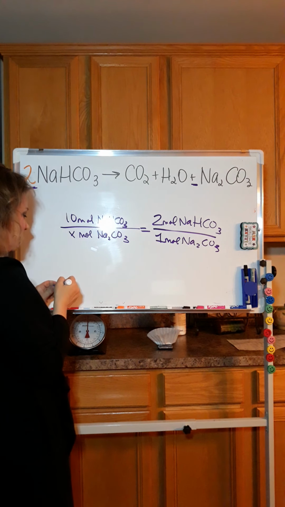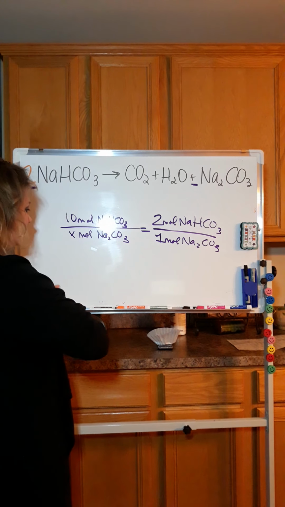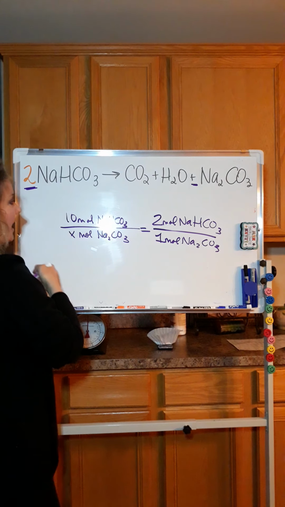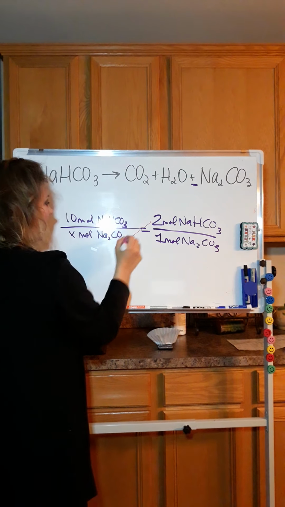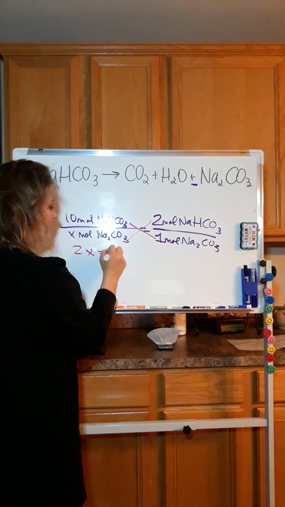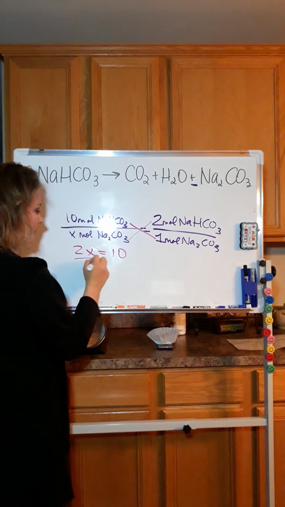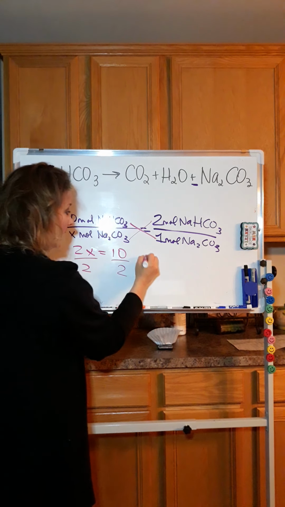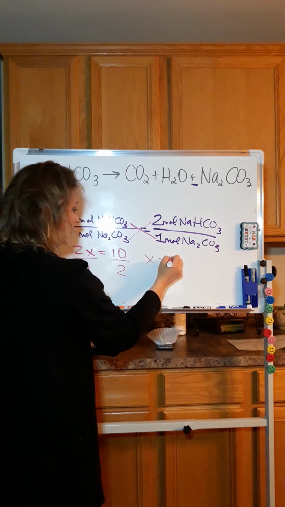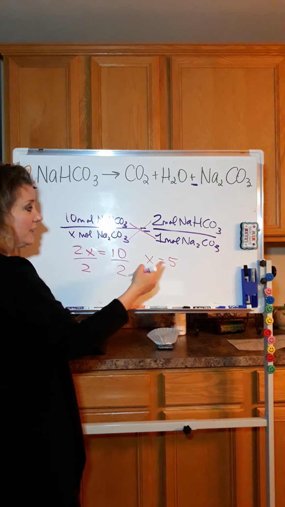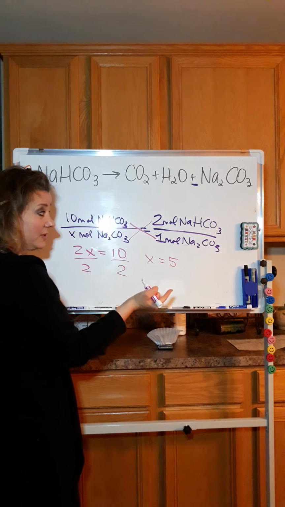Now comes the easy part. I have to solve for x. And in order to do that, I need to cross multiply and divide. So I get 2x equals 10. And to isolate x, I have to divide each side by 2, and I get x is equal to 5. This isn't my final answer, though. You've got to give me the units, and you've got to give me the compound that we're talking about.